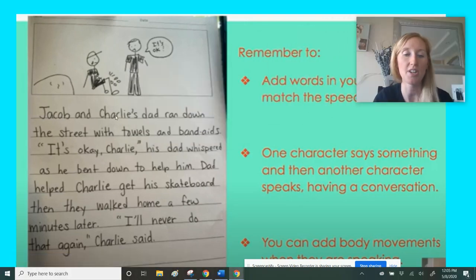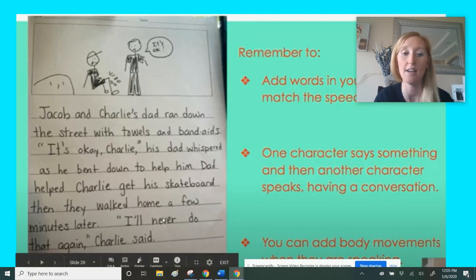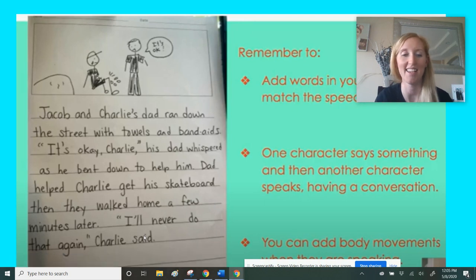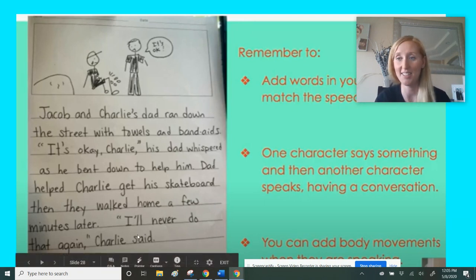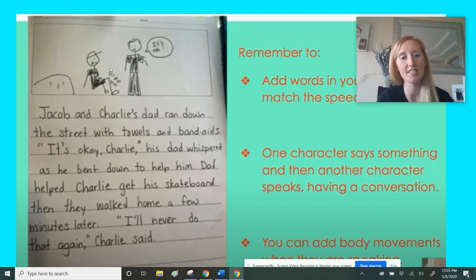It says, Jacob and Charlie's dad ran down the street with towels and band-aids. It's okay, Charlie, his dad whispered. Notice that dialogue tag, whispered, as he bent down to help him. Dad helped Charlie get his skateboard. Then they walked home a few minutes later. I'll never do that again, Charlie said. So that's an ending called a lesson learned ending, right? They learned something that they are not going to do again. And notice the speech bubble where Dad's saying, it's okay. And then there's some lines here to show where the blood was coming out, right? So lots of good details in this story.